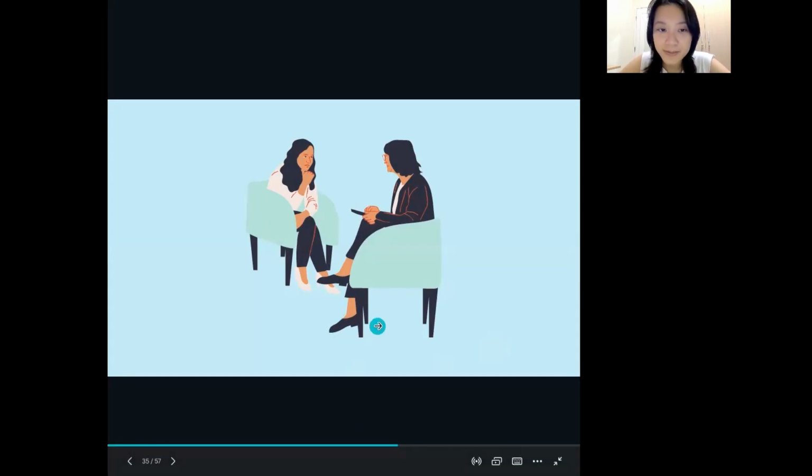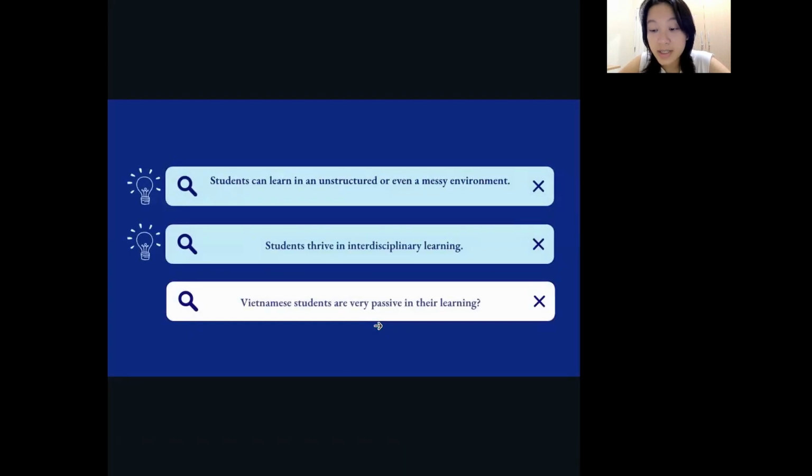ideas to help them. So our second discovery is that students thrive in interdisciplinary learning, or in other words, if you want to be an engineer, you do not only need technical skill, but also empathy.